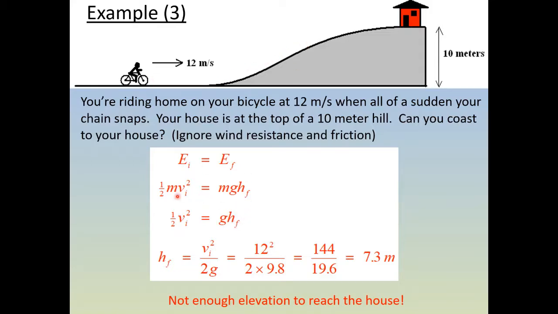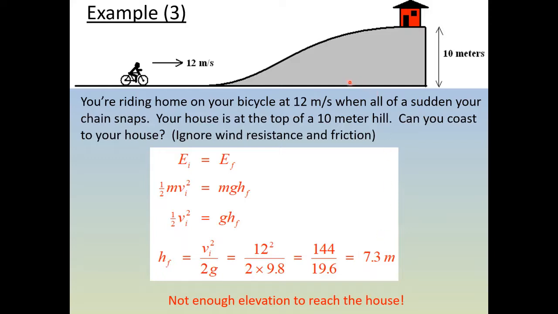So again, the masses cancel out, and we end up with this relationship here, and we can divide by g, so that h is equal to v squared divided by 2g. This time the initial velocity was given as 12 meters per second. So we have 12 squared, which is 144, divided by 2 times g, which is 9.8, so that's 19.6 on the bottom. So the answer here is 7.3 meters.